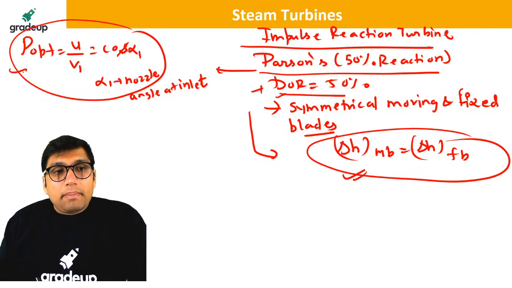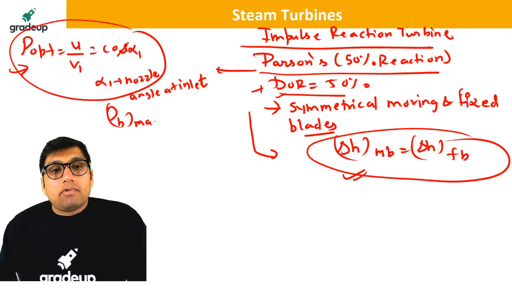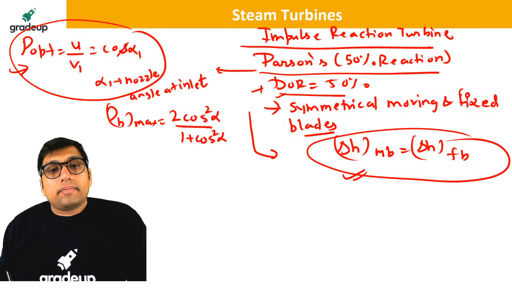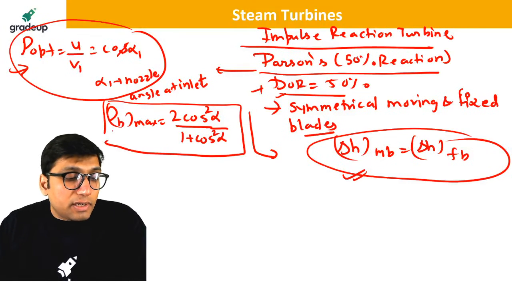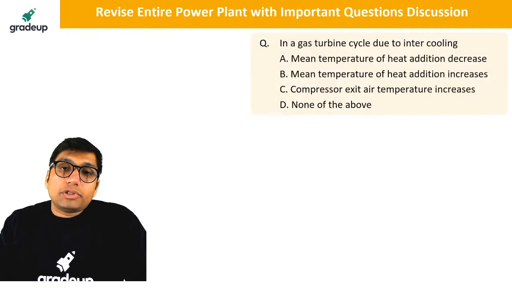So this is the optimum blade speed ratio, and the maximum blade efficiency is equal to 2 cos square alpha divided by 1 plus cos square alpha. This is the formula for the maximum blade efficiency of our 50% reaction turbine. Now let us solve some questions quickly.